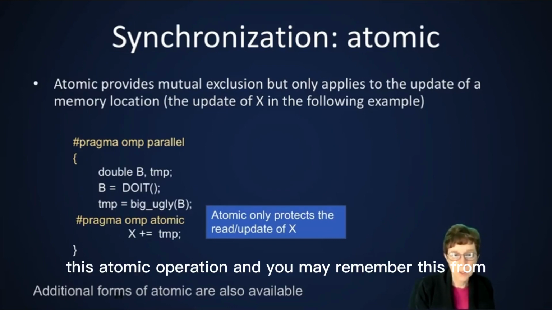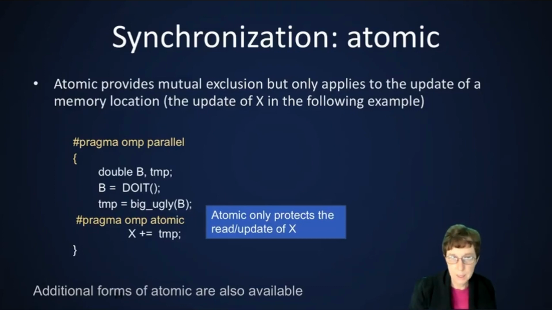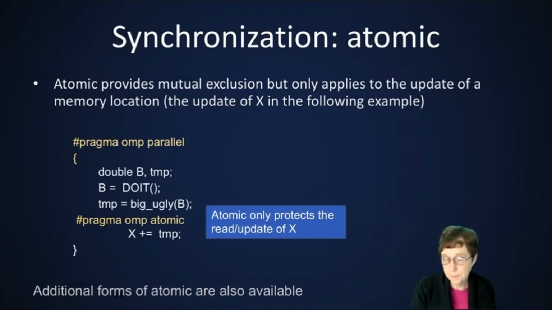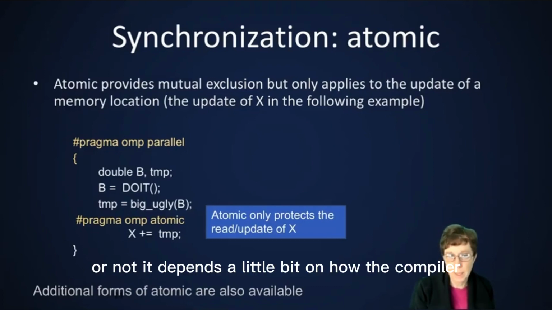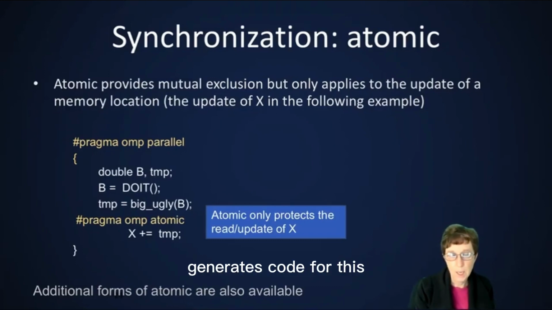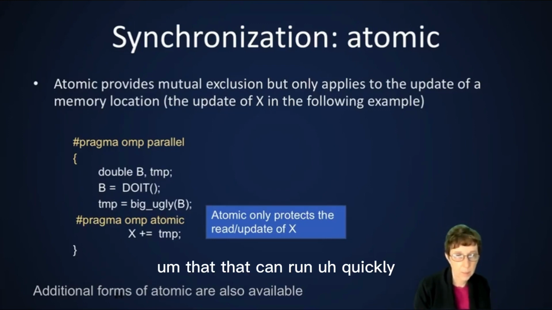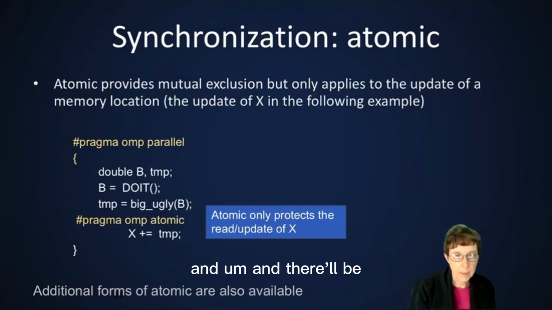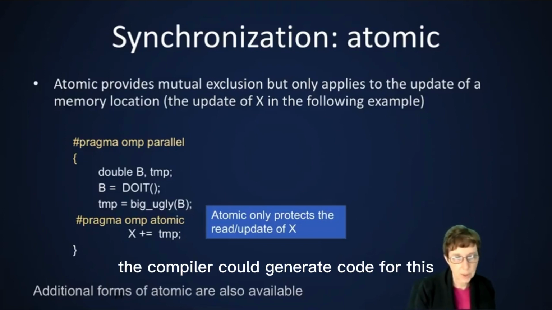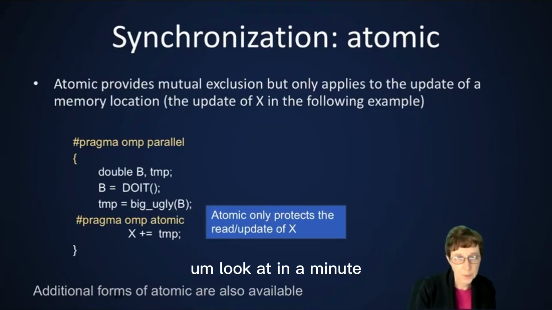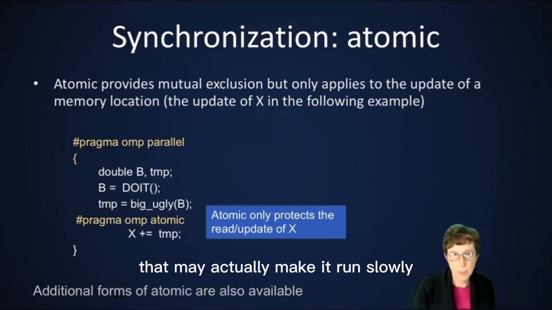This atomic operation, and you may remember this from 61C, may be something that executes a little faster on the hardware. Or not. It depends a little bit on how the compiler generates code for this, but there are going to be some built-in atomic operations that can run quickly, and there'll be other ways in which the compiler could generate code for this. For example, just putting a lock around this, which we'll look at in a minute, that may actually make it run slowly.